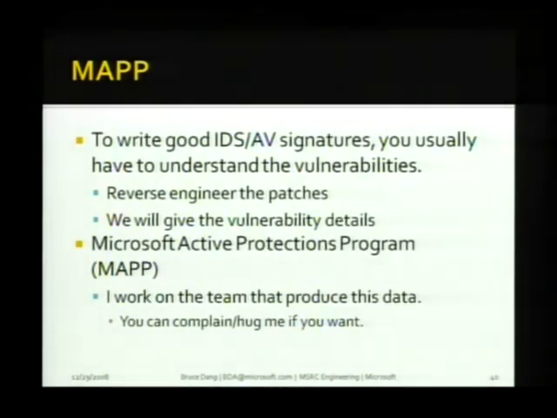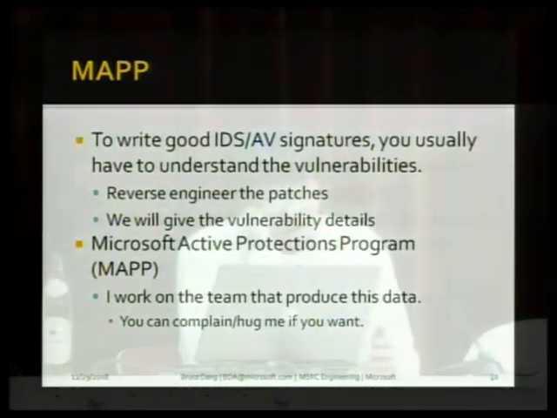At the assembly level, it's very difficult to figure out what type of record you need. So in order to write good signatures, you need to figure this out, because if you do generic, you'll get FPs all over the place. So you have 2 options. You can either reverse engineer the patch and pray and work really hard to figure out the record type, or we'll give you the vulnerability details. So if you work for an AV or an IDS company, we'll provide these things.